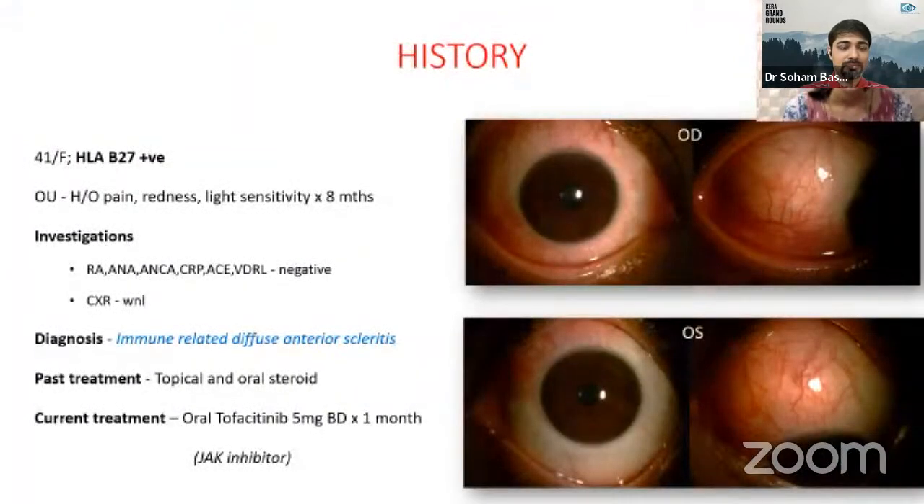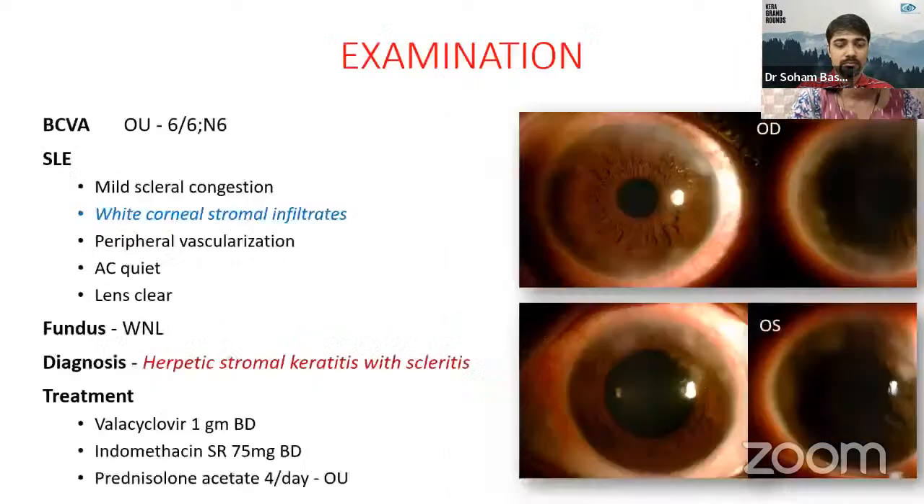A 41-year-old female who was HLA-B27 positive complained of pain, redness and photophobia in both eyes for 8 months. On investigating, her rheumatoid factor was negative, ANA, ANCA, CRP, ACE and syphilitic workup were negative and her chest x-ray was unremarkable. She was diagnosed elsewhere with bilateral immune-mediated diffuse anterior scleritis and was given topical and oral steroids. She was also started on oral tofacitinib, which is a JAK inhibitor, 5 milligrams twice a day for 1 month.